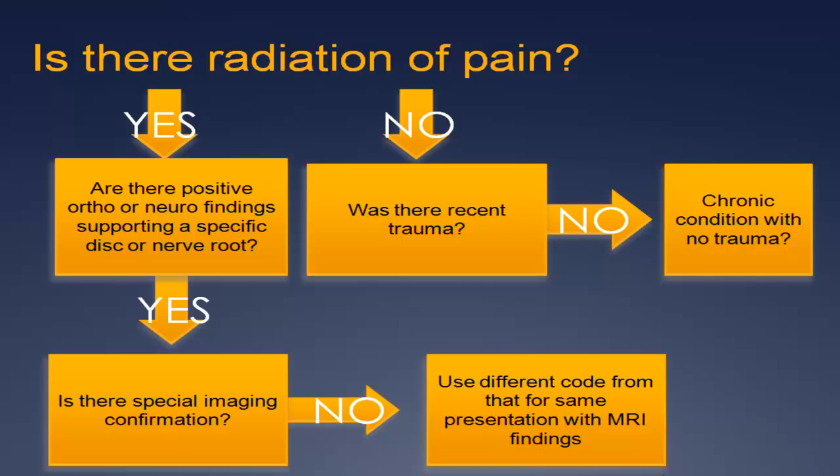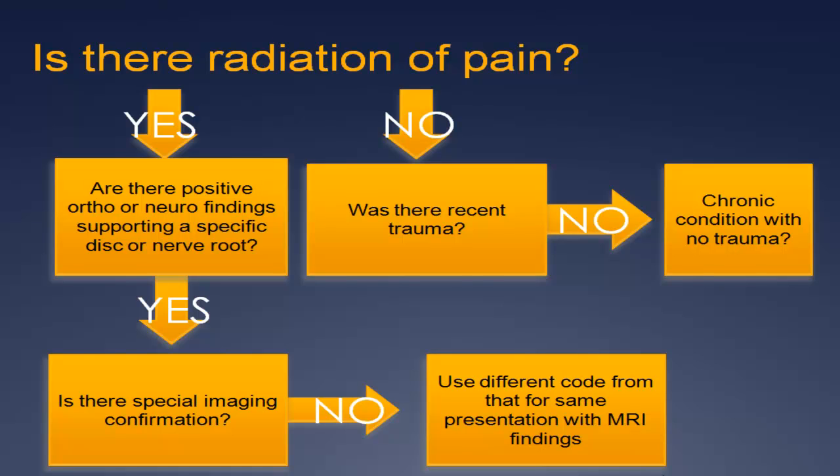So how did we code the data? For our classification, we agreed to the following sequence and discrimination. Is there radiation of pain? If yes, are there positive orthopedic or neurologic findings supporting a specific disc or nerve root level? If no, don't call it a radiculopathy.